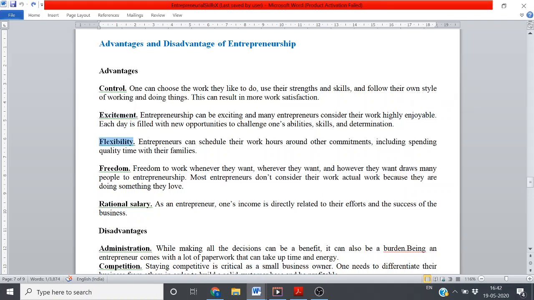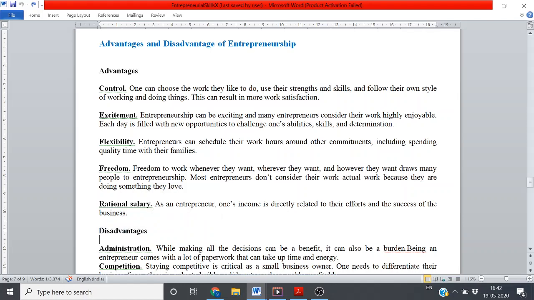Next term is flexibility. They can reschedule their work. They have flexible hours. Whenever they get time, they can do work. Freedom means whenever they want, in whatever sense they want, whether work from home, going to their shop, or from somewhere else, they have the freedom. Rational salary means their salary or income depends upon their efforts. The more effort they put in, the more outcome there will be.